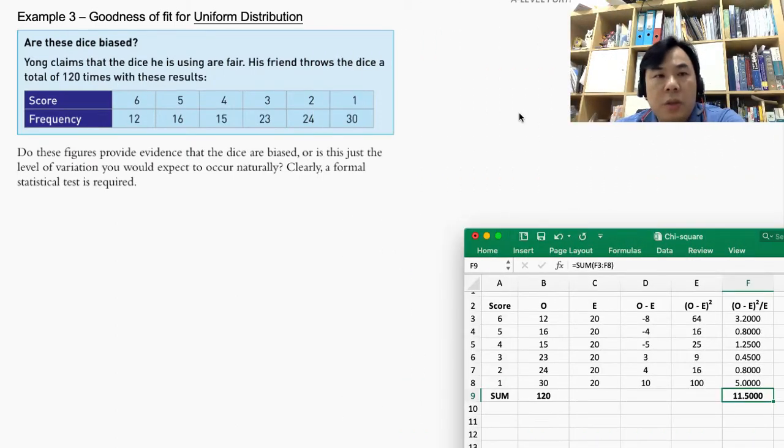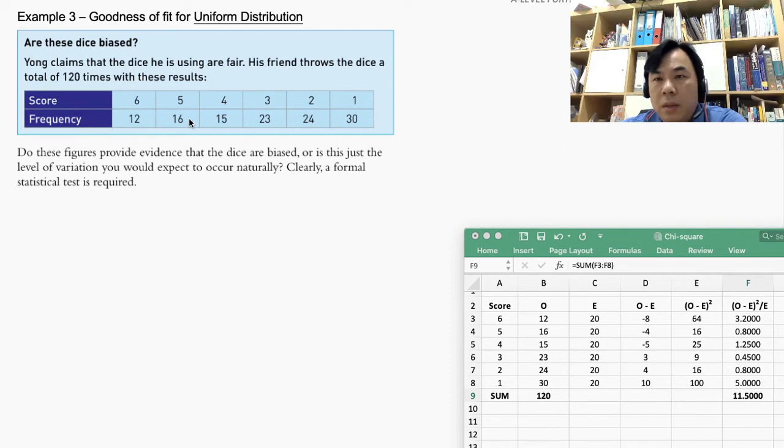Alright, let's look at our third question here. To check for goodness of fit for a uniform distribution. Now this is always the question that we want to ask ourselves: are the dice that we are using biased or non-biased? So this person here, Yong, claims that the dice he is using are fair. His friend throws the dice a total of 120 times and collected this sample here. Now by using this observed frequency, we are going to check whether the die is a fair dice or a biased dice. So the question is, do these figures provide evidence that the dice are biased, or is this just the level of variation you would expect to occur naturally? Clearly, a formal statistical test is required, of course.